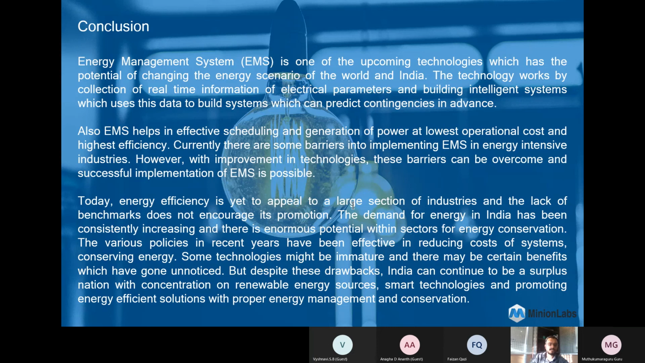So this has resulted in implementation of EMS on a nationwide basis. So that is reducing the cost and conserving more energy.